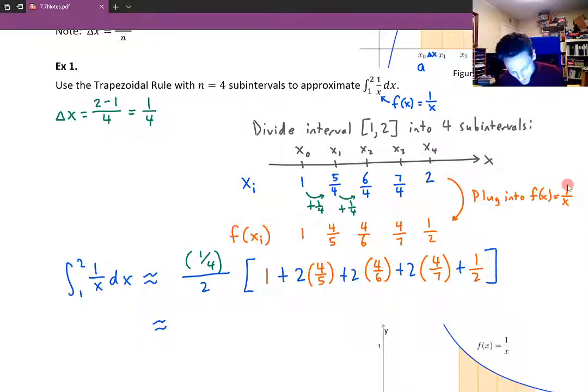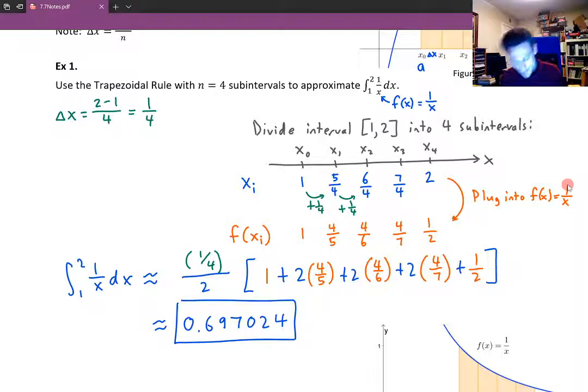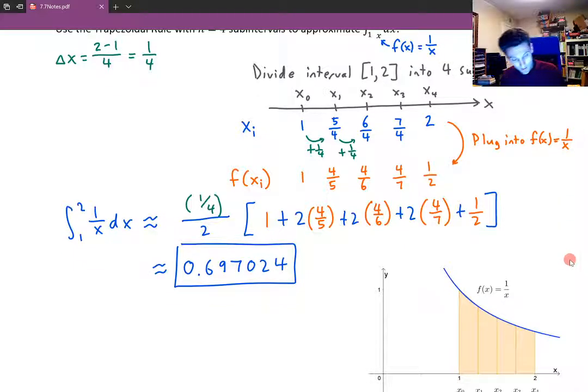So if you punch this into your calculator, which is different than punching your calculator, you don't want to do that. You get approximately 0.697024. Now, that's actually very close to the true value, which we can compute, because we can actually find the exact value of the integral from 1 to 2 of 1 over x. I'm going to do that right down here in the note.